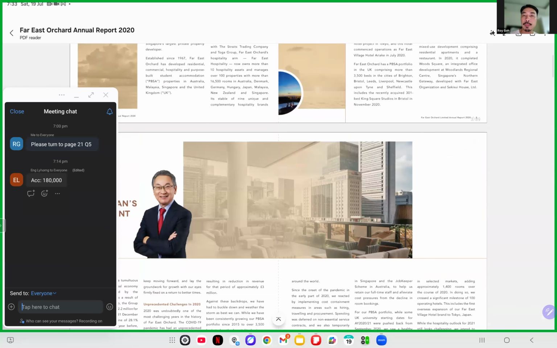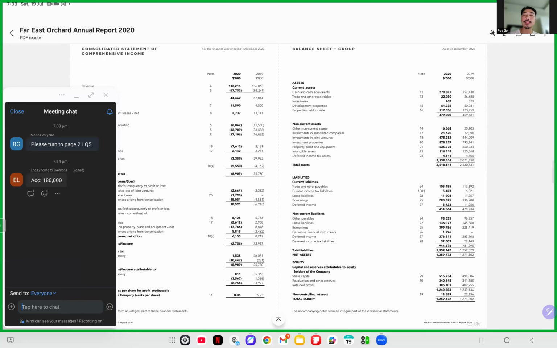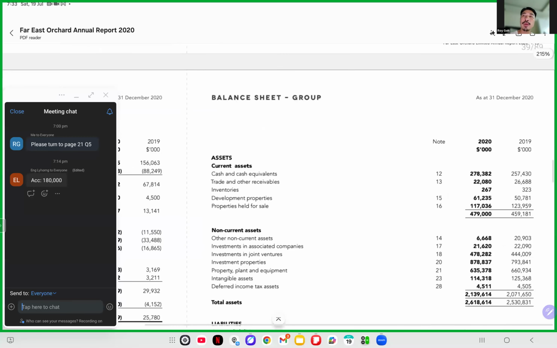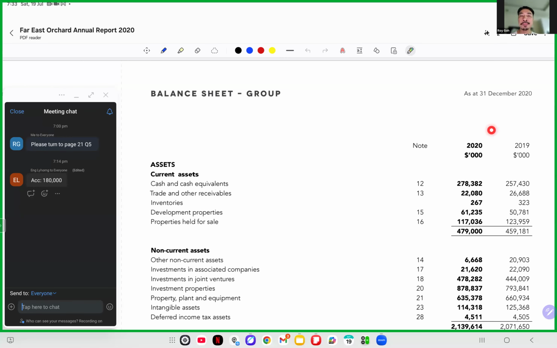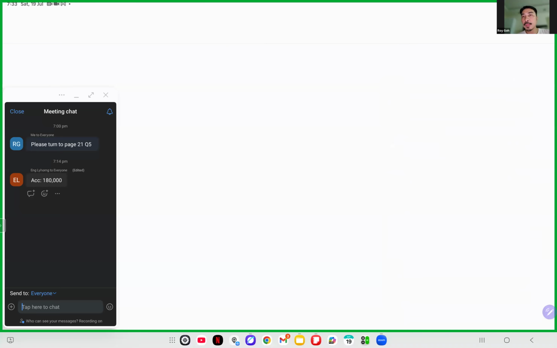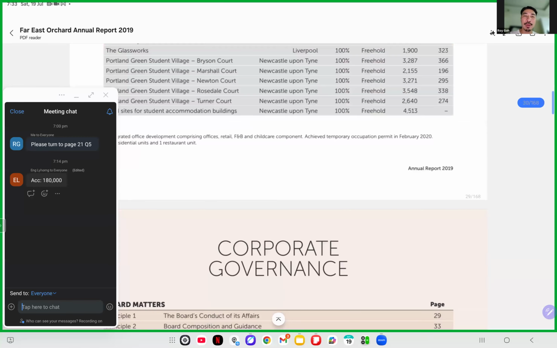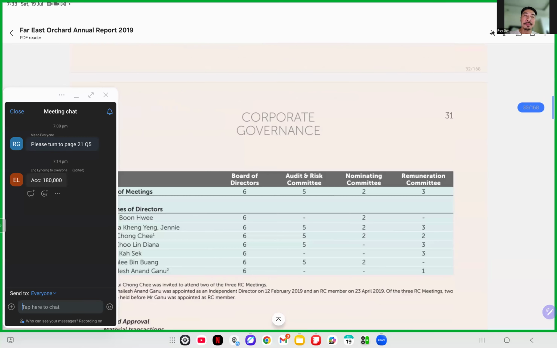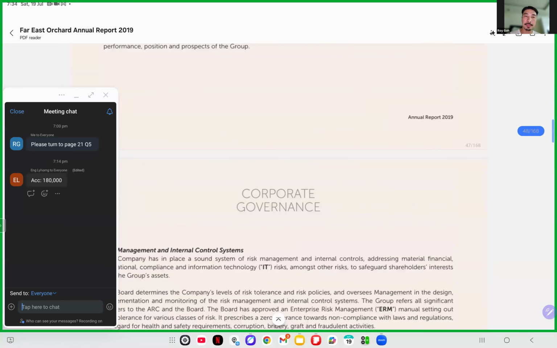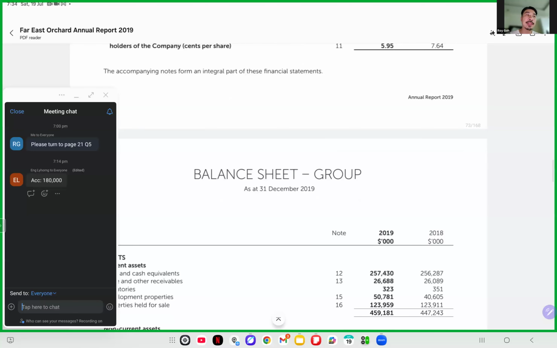So in Far East Orchard, this is your balance sheet. As you can see, how many years do you have? 2. All right, this is your financial statement. There are 2 years. But there is also an occasion whereby you reported 3 years. I hope I find the right annual report. Just wait a while, please. No, this is still 2 years.